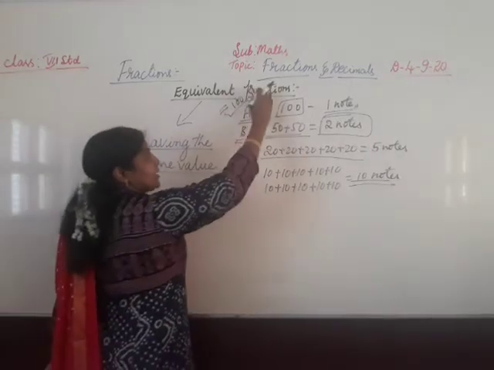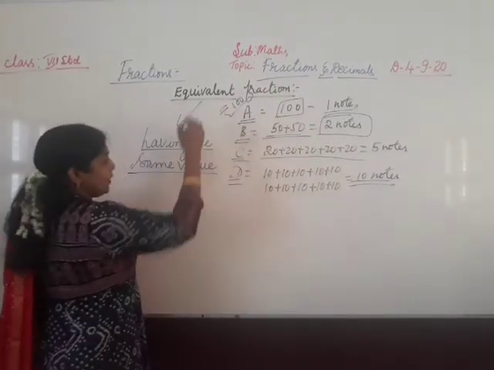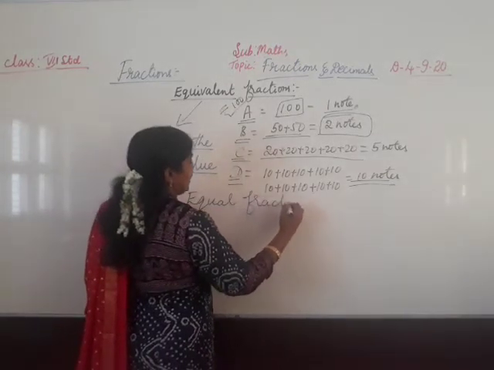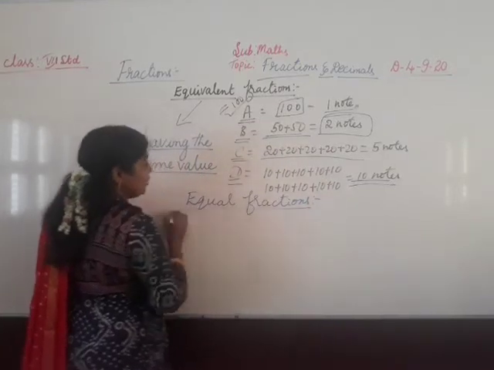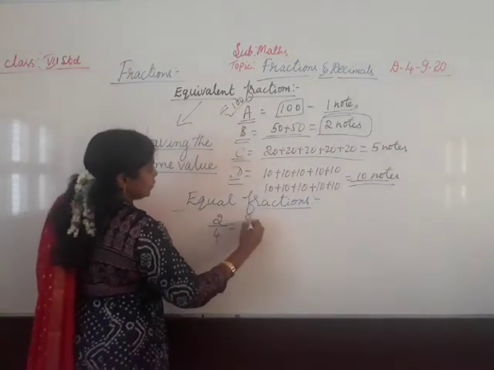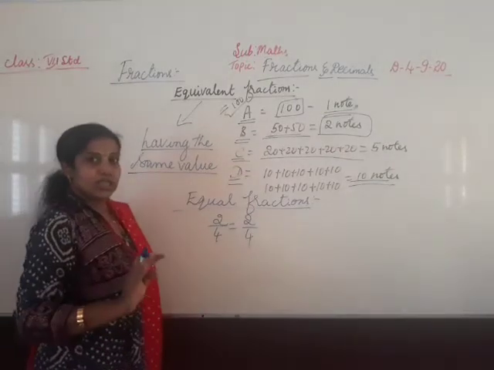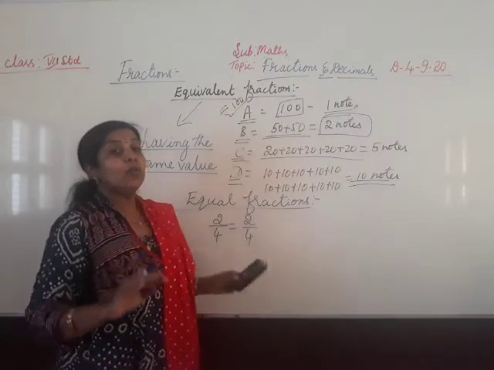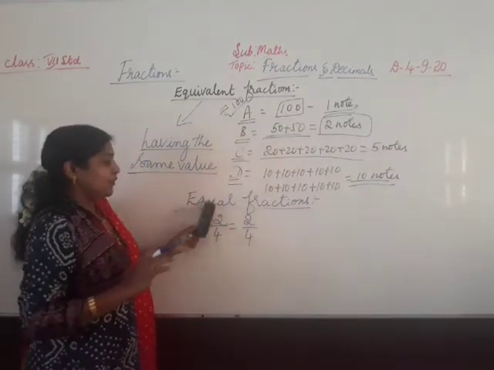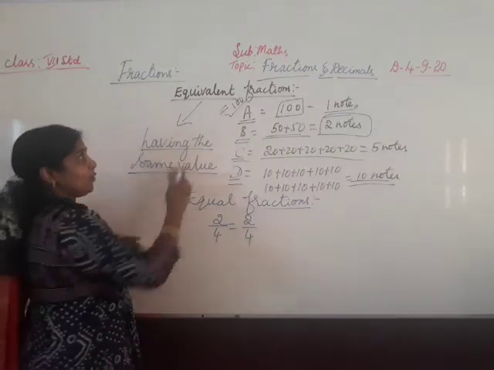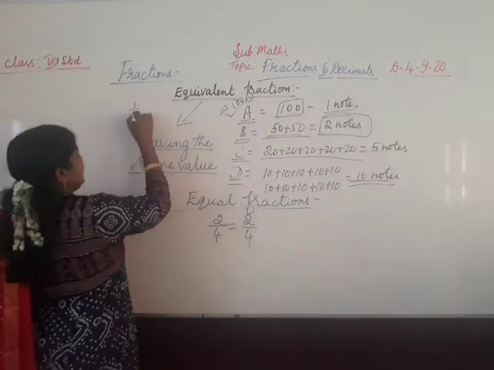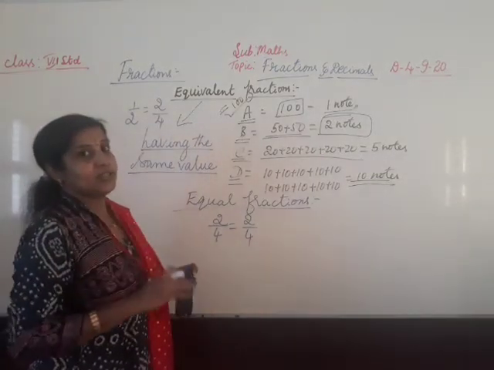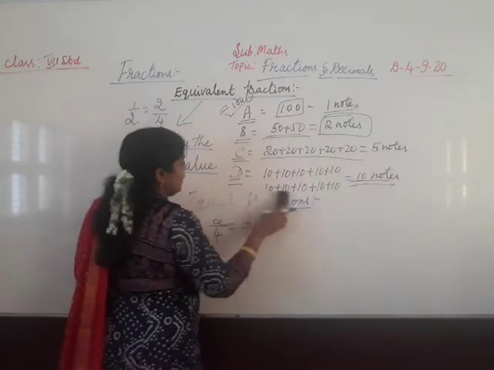When we come to the fraction, equivalent fraction, why are we not calling it an equal fraction? What is the difference between equal and equivalent fractions? If I write 2 by 4 is equal to 2 by 4, there is no change in the first fraction and the second fraction. Both numerator and denominator are one and the same. These are equal fractions. But if I write 1 by 2 is equal to 2 by 4, these are not equal fractions, these are equivalent fractions.